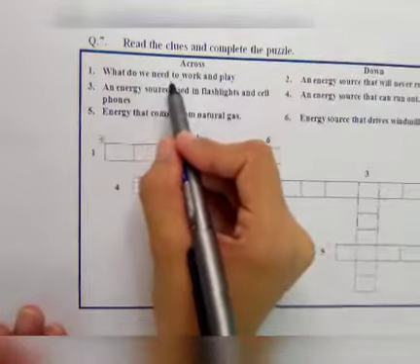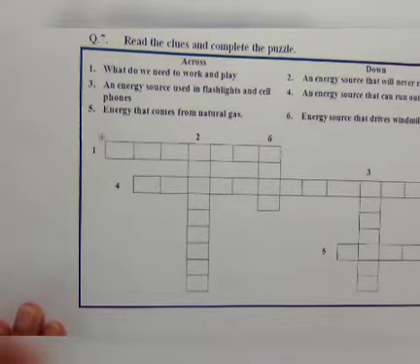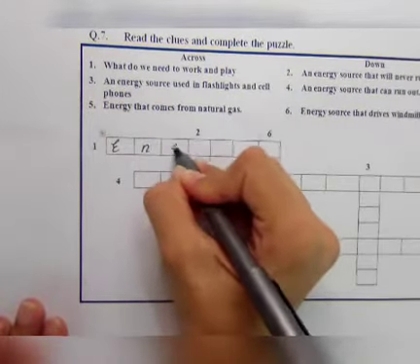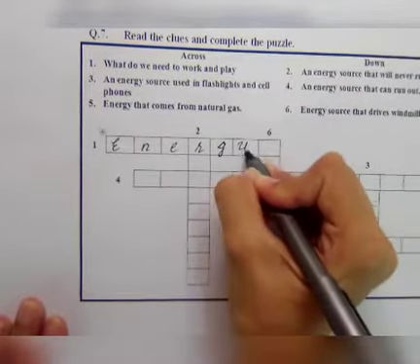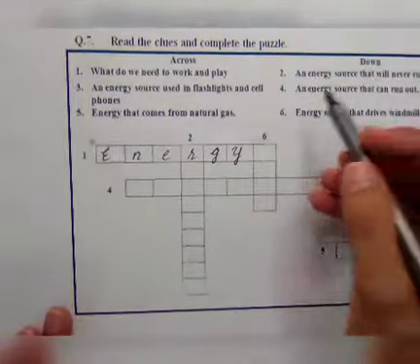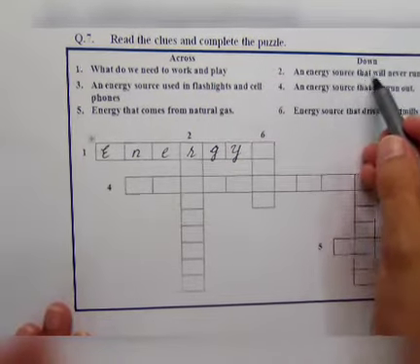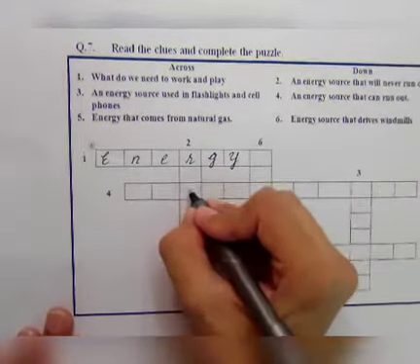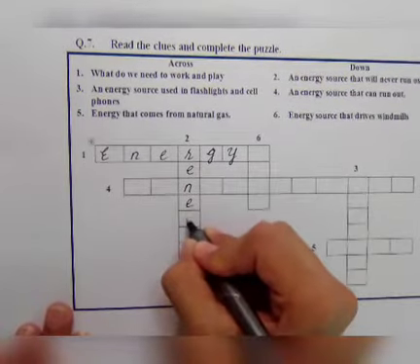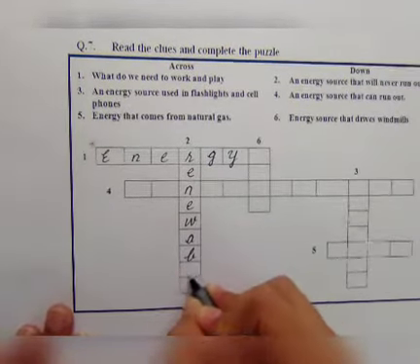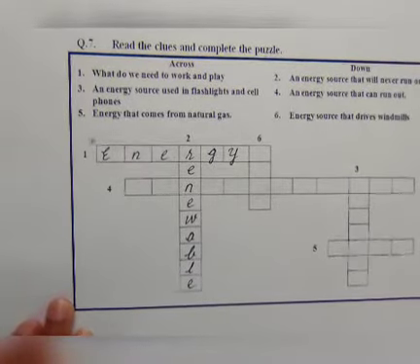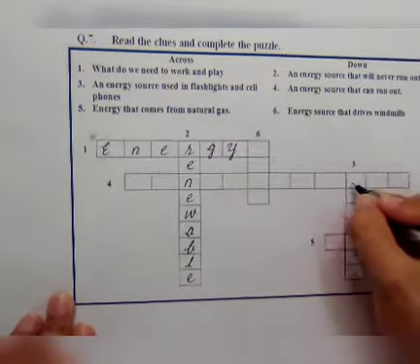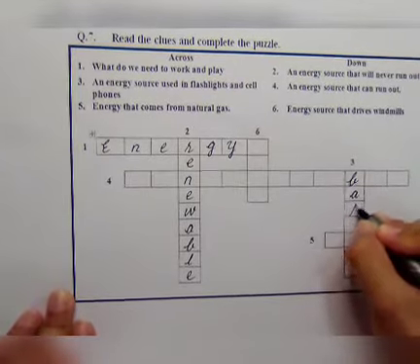What do you need to work and play? For working and play, we need energy. So we can write here energy. E-N-E-R-G-Y. Okay. And number 2: an energy source that will never run out is renewable. So here R is R-E-N-E-W-A-B-L-E. Okay, the next question: an energy source used in flashlight and cell phone is known as battery. B-A-T-T-E-R-Y.